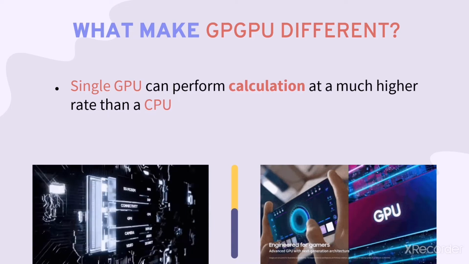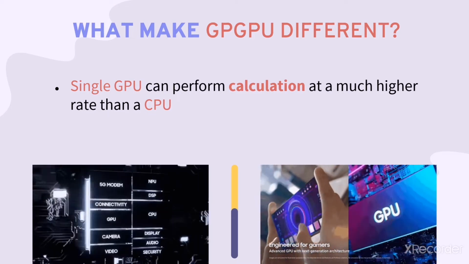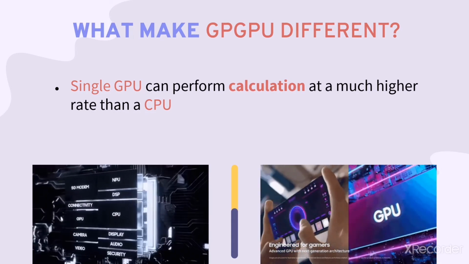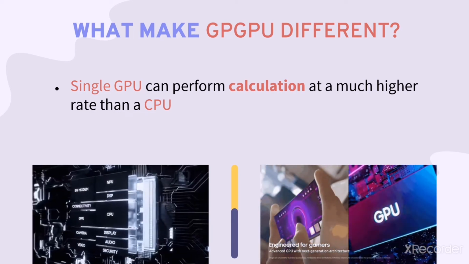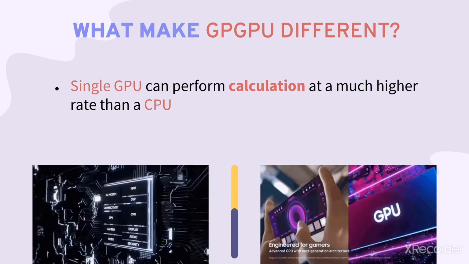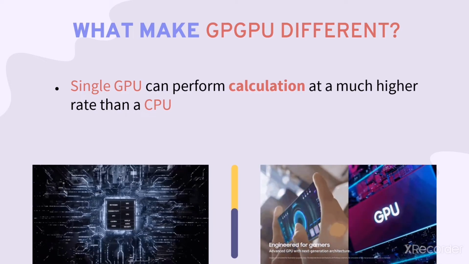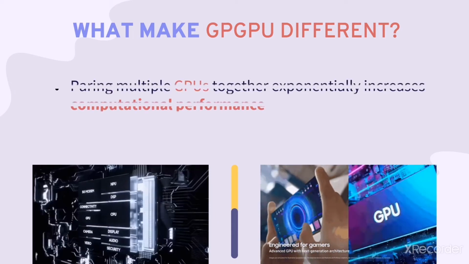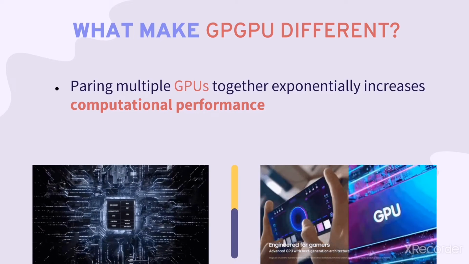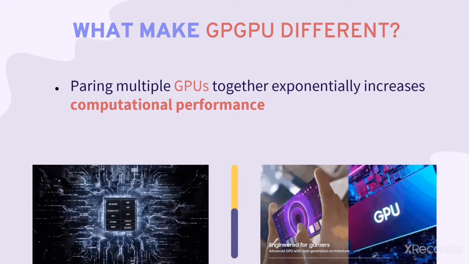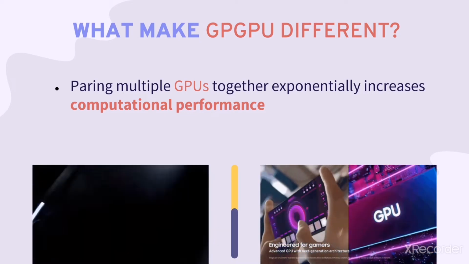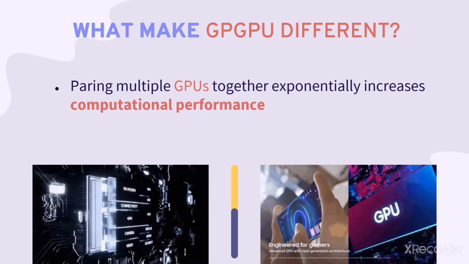Building on the idea of parallel processing, for example, breaking up the processor into smaller bits and sharing the process between the cores, we can get more done in a shorter period, since a single GPU can perform calculations at a much higher rate than a CPU. Sharing multiple GPUs together exponentially increases the computational performance. It is a much more common practice to integrate multiple GPUs in a system rather than multiple CPUs.